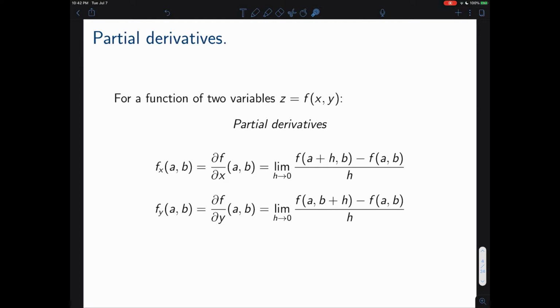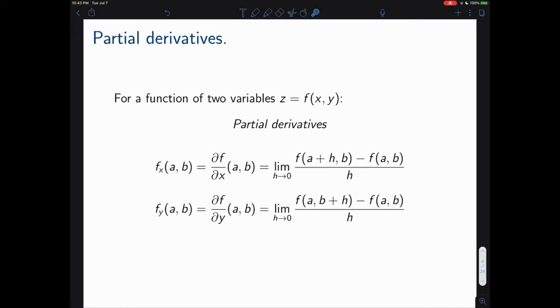In the second line, there's a difference quotient that goes the other way. In this second one, the first variable x is staying constant. It's just x equals a. It's not changing. But the y variable is being given a difference of b plus h versus b. And in both cases, we're still dividing by h and taking the limit as h goes to 0.